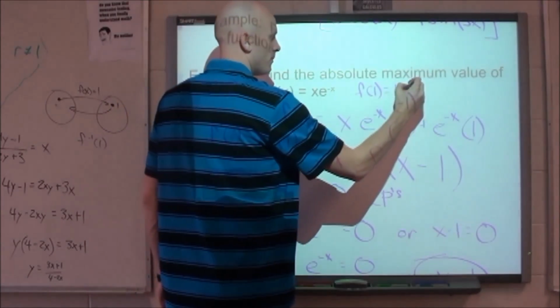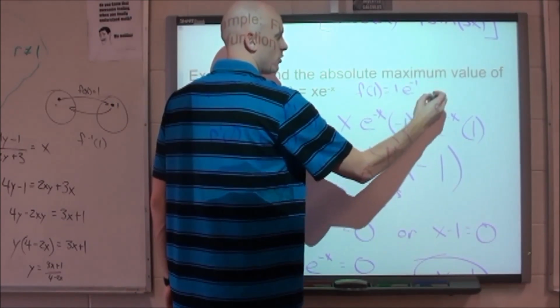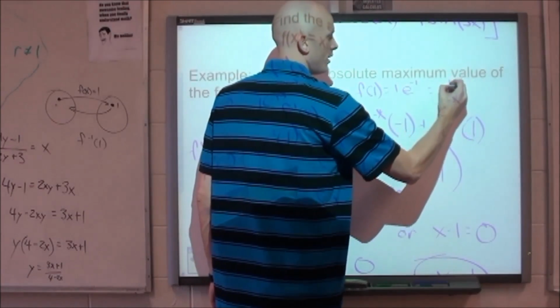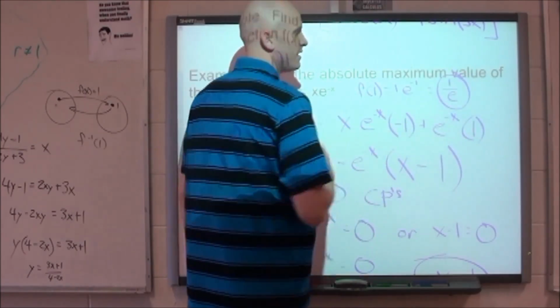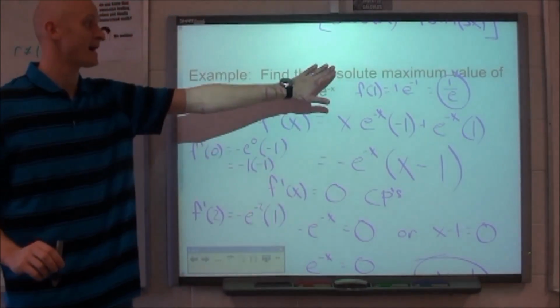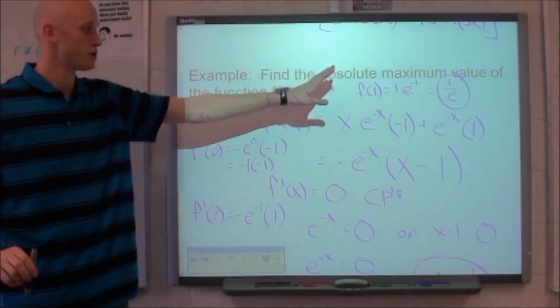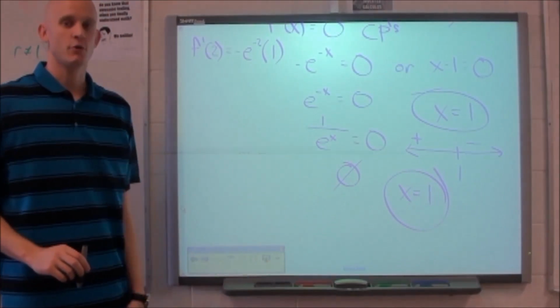So it's 1 multiplied by e to the negative 1, which is 1 over e. That is the absolute maximum value, which occurs at x equals 1.